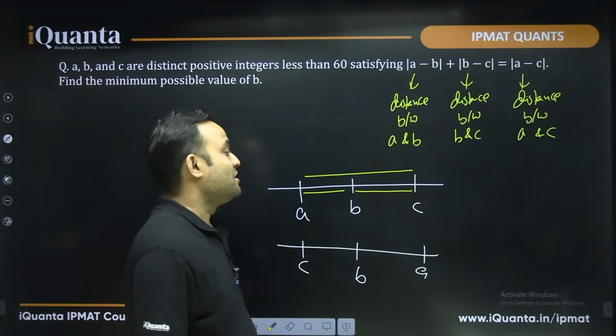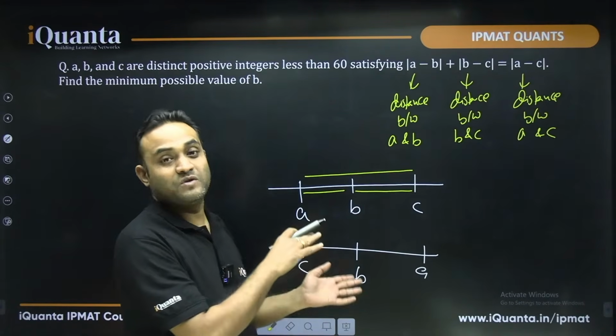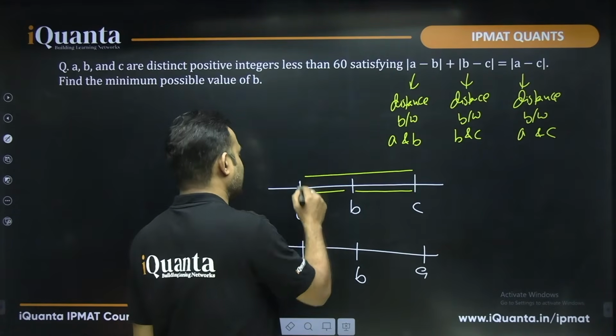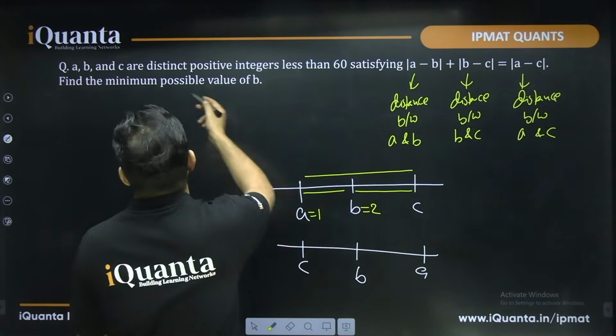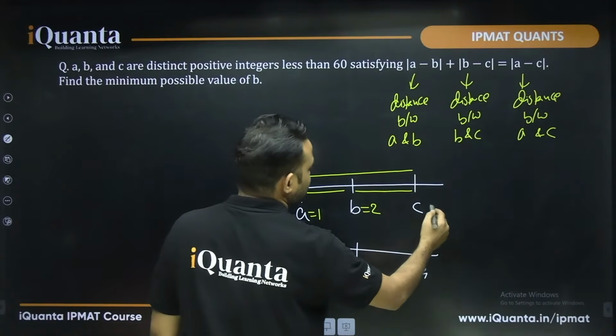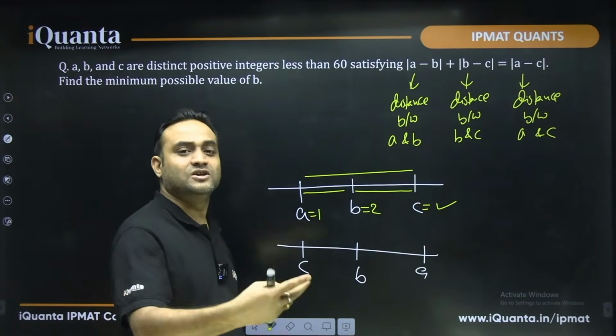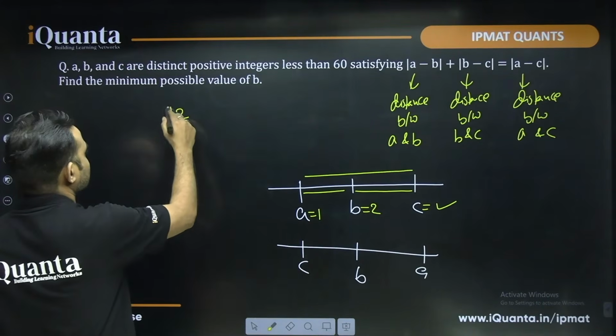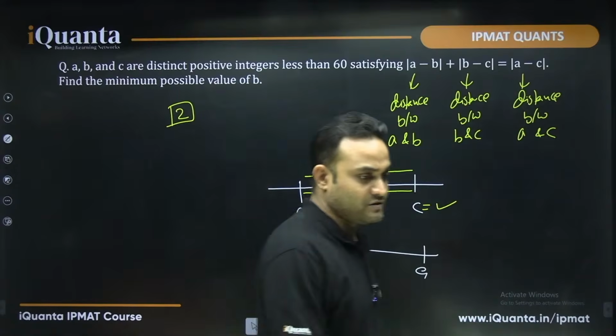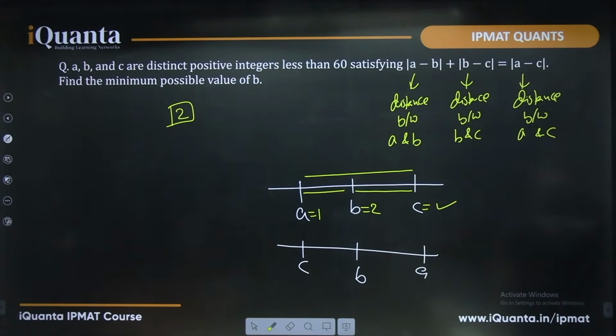So what we can say, the minimum value of B must be at least 1 greater than A. I can take A equal to 1, B equal to 2, and C could be anything. It says distinct positive integers less than 60. C could be anything greater than 2. So the minimum value of B will be 2. That's the correct answer. Maverick, there is no hit and try. It's a proper logic. I hope you understood that, right?